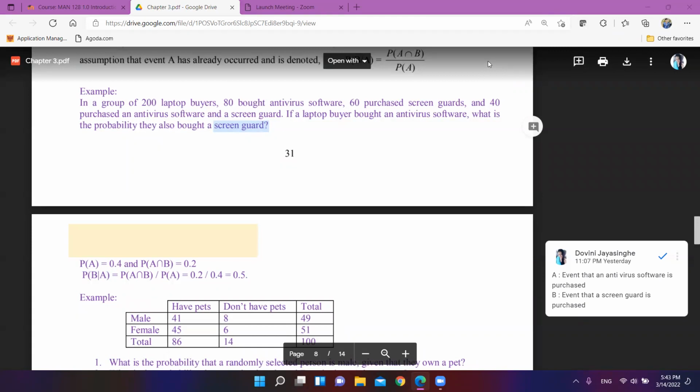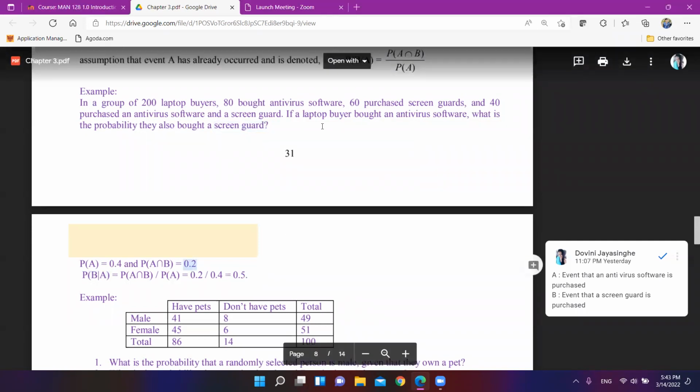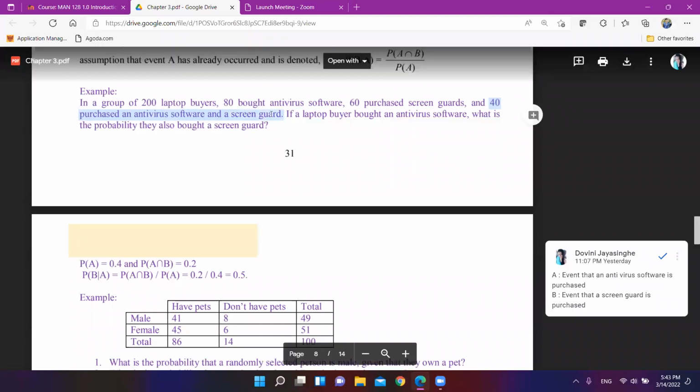In the chat room, someone is asking to explain how we got 0.2. This one, A intersection B. So they say here, 40 purchased an antivirus software and a screen guard. That means the event A intersection B has happened for 40 people. So what is the probability of A intersection B? 40 divided by 200.